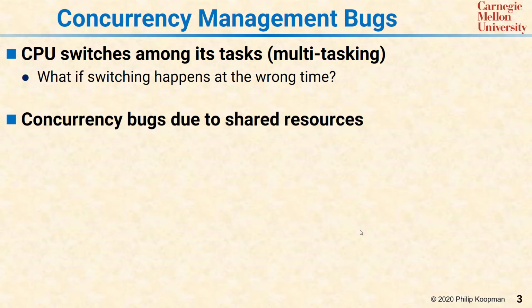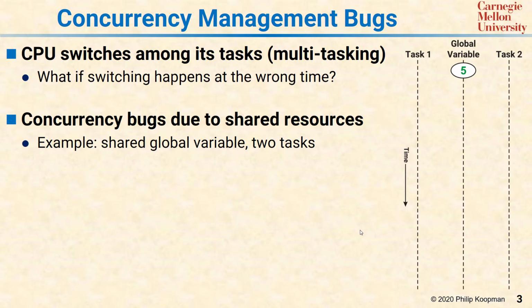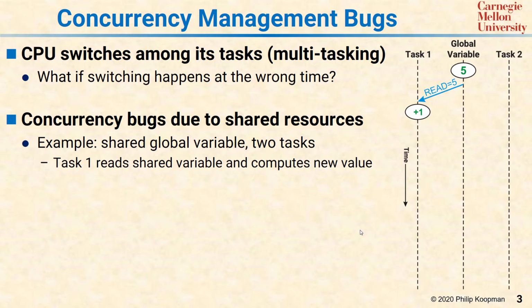Here we have a timeline, time going from top to bottom. We have two tasks, task 1 and task 2, and there's a shared global variable that currently has the value 5. Let's assume that task 1 reads that value, and then it decides to add 1. So now task 1 thinks the value is 6, but the global variable is still 5 because it hasn't written it back yet. Now here's the problem.